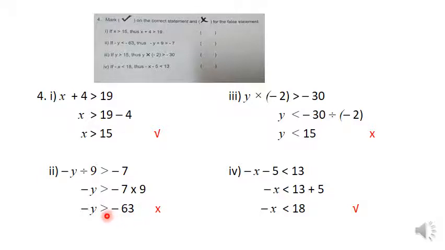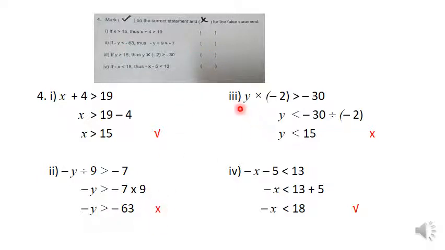Okay, look at your answer. Negative y is greater than negative 63. And look at the given one. Negative y is less than negative 63. Different. Your answer is greater than. The given one is less than. So different. So this one you cross.